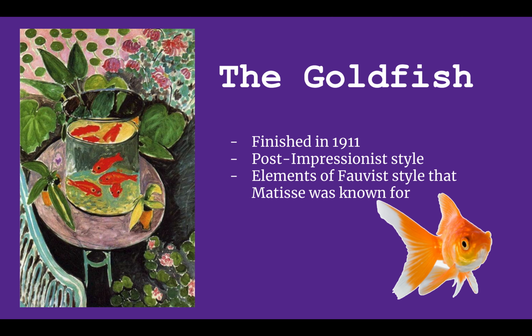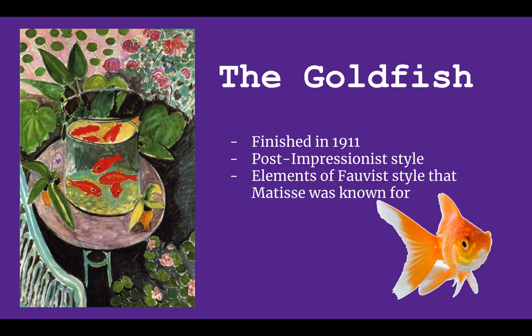So his painting that I chose to kind of recreate, get inspiration from, is called The Goldfish. It was finished in 1911. It's post-impressionist style. However, Henri Matisse was a big proponent of the Fauvist movement, which is kind of like a movement that brought back color into paintings, and they placed color a lot where it shouldn't have been, but they made sure to make it look like it all fit together.